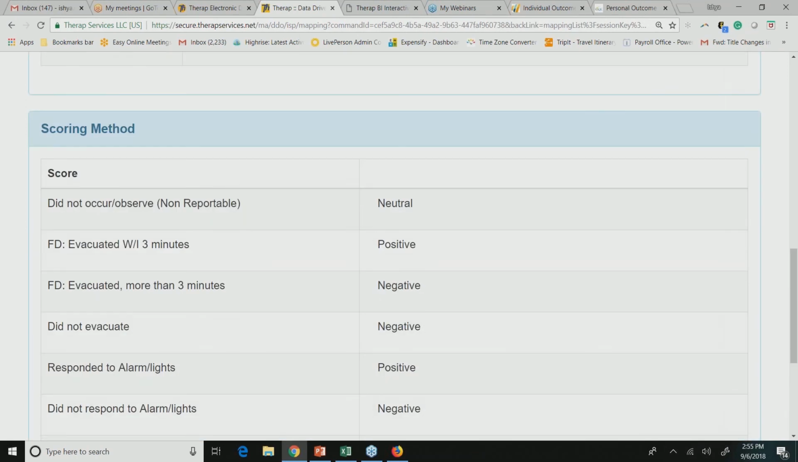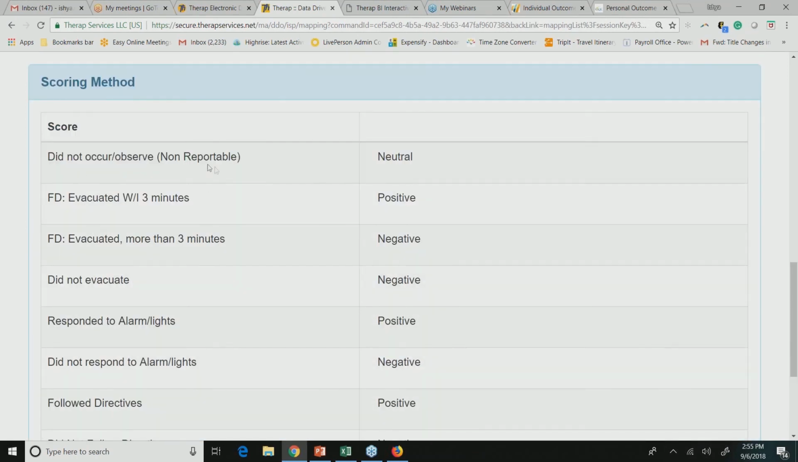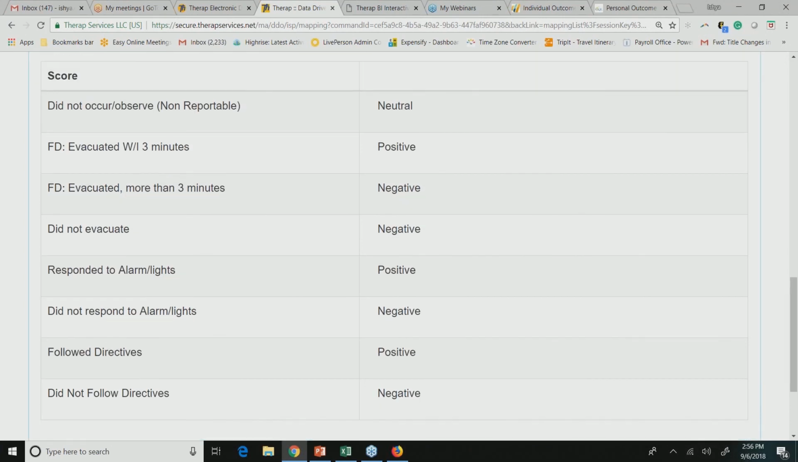Okay. And then down here at the bottom, because this was non-reportable, they assigned that to neutral, whereas evacuated within 3 minutes was positive. You would just assign those values based on what makes sense. If the goal is to get people to evacuate within 3 minutes or less, and it takes more than 3 minutes, then we know our support is negative, or it's not necessarily working towards what we wanted to do. So that's an example of how you would use that for drills.